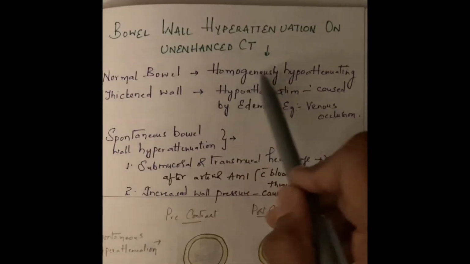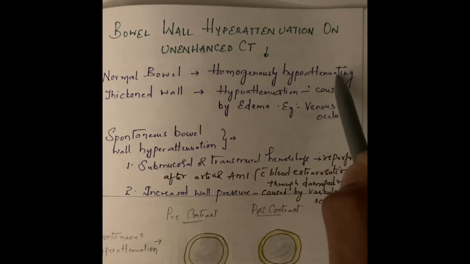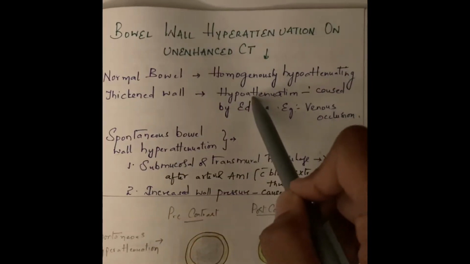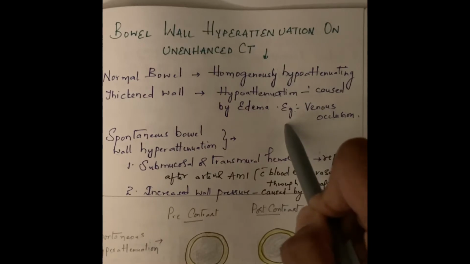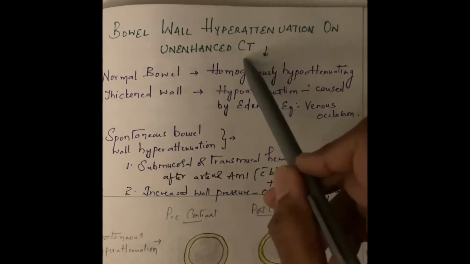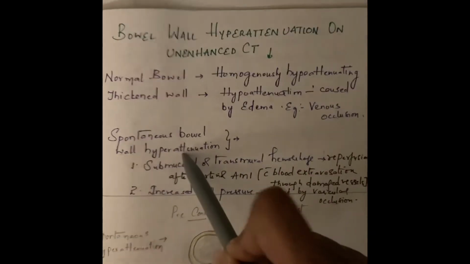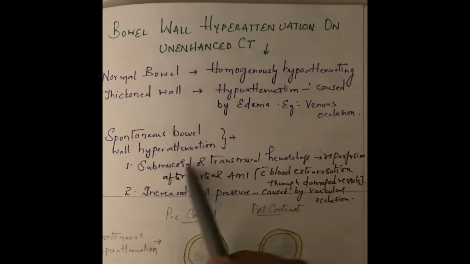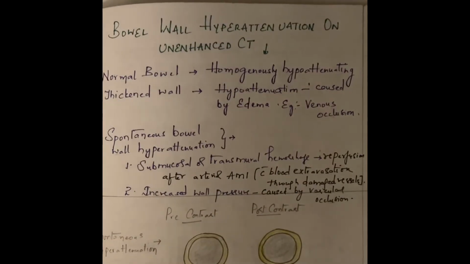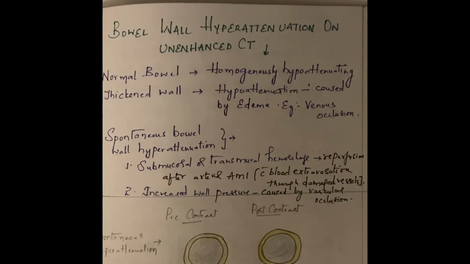Now coming to bowel wall hyperattenuation on non-enhanced or unenhanced CT. Normal bowel will be homogeneously hypoattenuating. Thickened bowel will be hypoattenuating caused by edema. Now we are dealing with non-contrast CT, spontaneous bowel wall hyperattenuation. In the submucosa, if there is any hemorrhage, on non-contrast CT we see hyperattenuation.